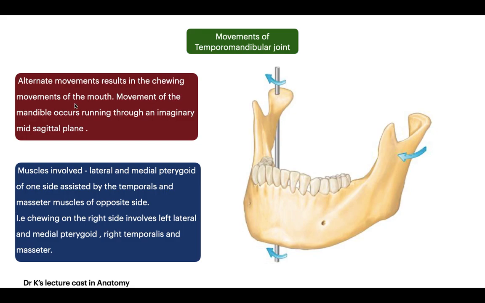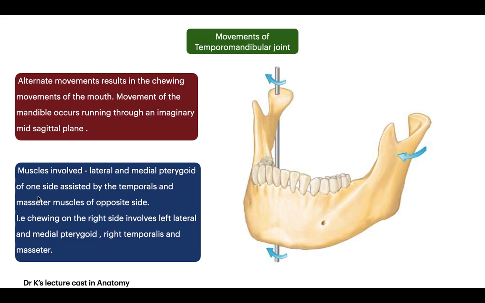Alternate movements result in chewing movement of the mouth, and movement of the mandible occurs running through an imaginary mid-sagittal plane. You know what is sagittal plane? Which divides any part of the human body into equal right and left half. So imaginary sagittal plane. What are the muscles involved?